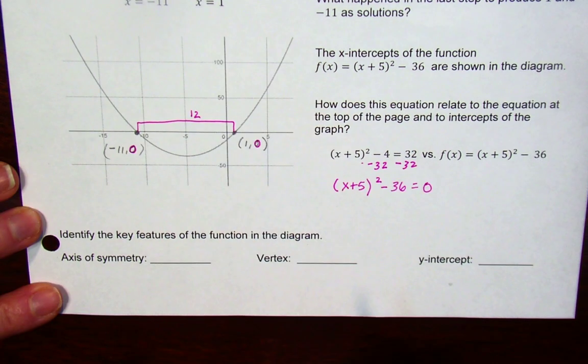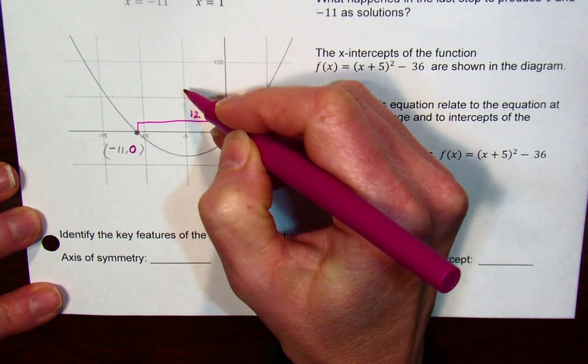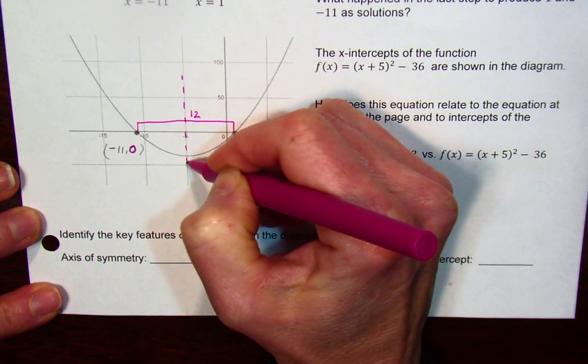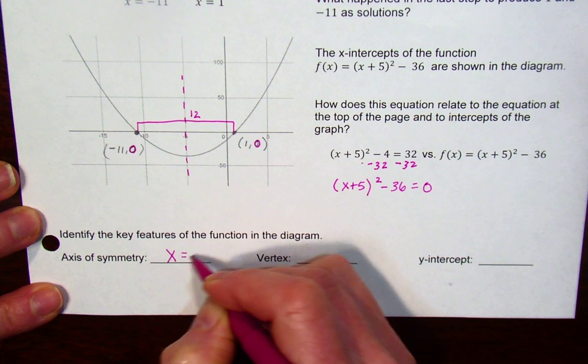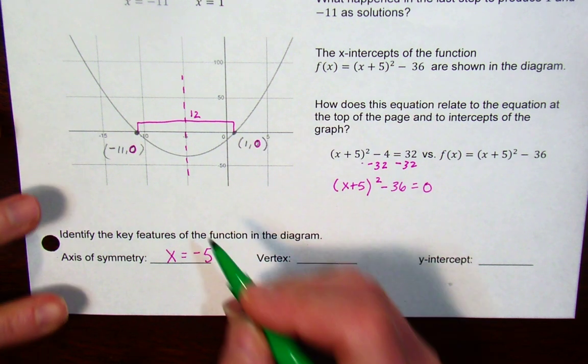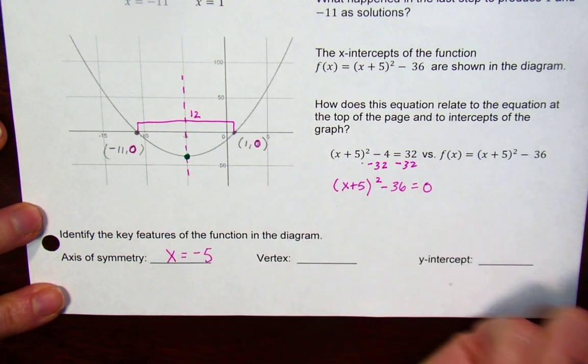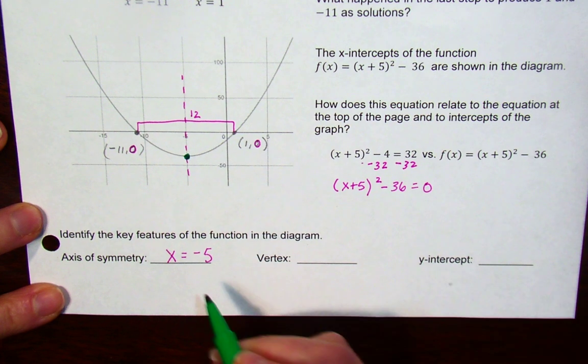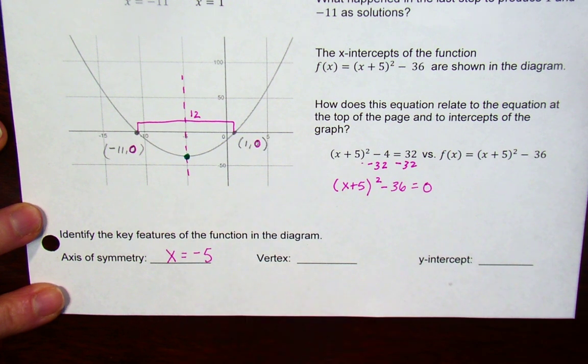And over 6 from this way. And that would be an axis of symmetry of x equals -5. Remember, that axis of symmetry always has to be in an equation. To find the vertex, which would be the lowest point on the parabola, you take your axis of symmetry and you substitute it back into your equation.